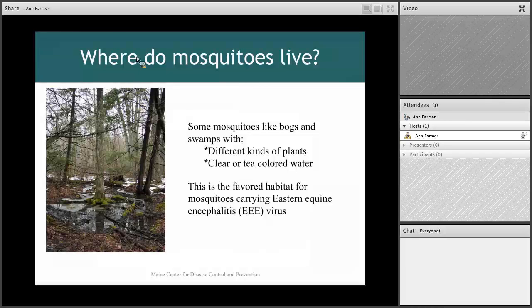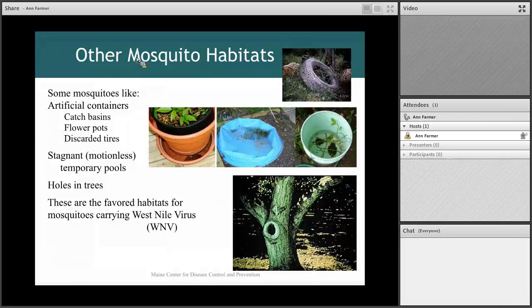Some mosquitoes like bogs and swamps with an assortment of plants, and the water tends to be a murky brown color, like tea. This is the preferred habitat for mosquitoes that carry Eastern equine encephalitis, also known as triple E. The most common mosquito here in Maine that carries triple E is called the Culiseta melanura mosquito, and it's areas such as this that they prefer. So areas of stagnant water or snowmelt water where the eggs will hatch and the mosquitoes will come from.